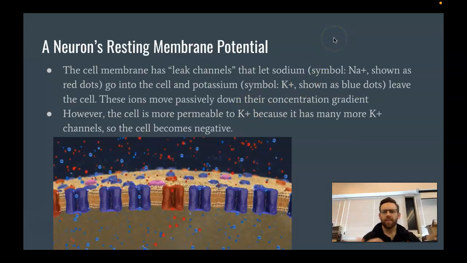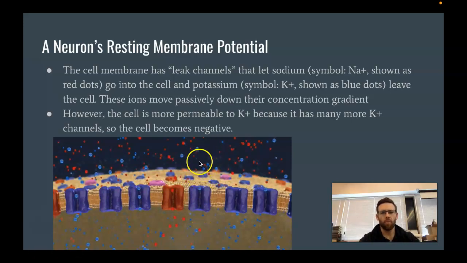All right, and so how does this voltage occur? How do we get negative 70? Well, there are these things called leak channels that let sodium in and let potassium out. Sodium is going down its concentration gradient from outside to in. Potassium is going down its concentration gradient, from inside to out. Now the key difference here is that for sodium, represented with red here, there are not as many channels as there are potassium channels. So some sodium ions can enter the cell, but lots of potassium can leave the cell.